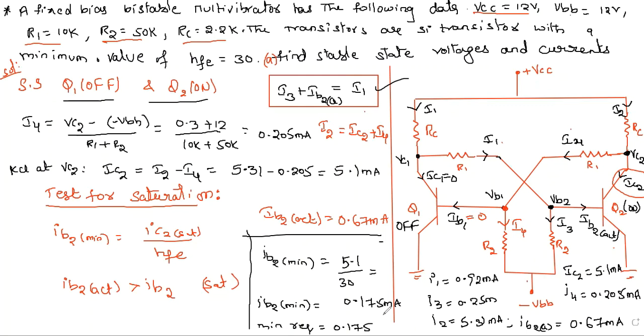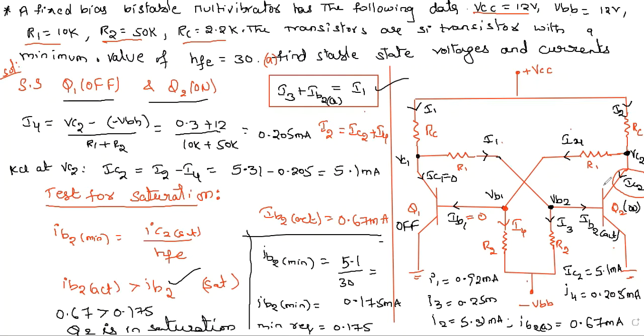0.175, so that the device will enter into saturation. But the actual current flowing here is 0.675. So 0.675 is greater than 0.175. This condition is satisfied, so I can say Q2 is in saturation. So you need to understand what is the minimum required current.